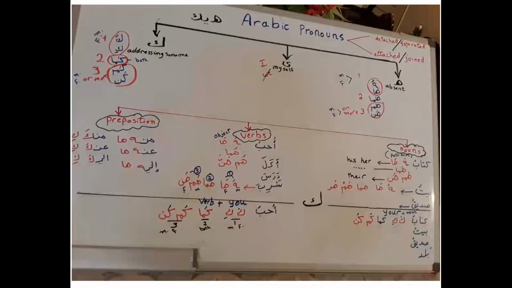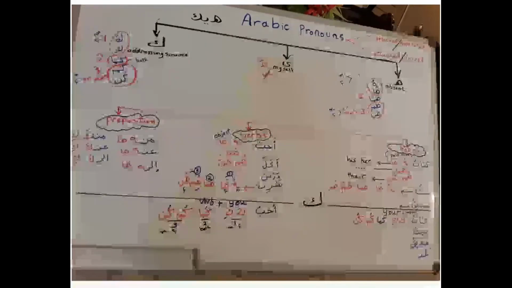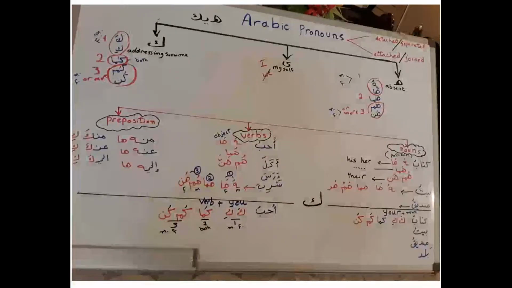Dear sisters, we are recording today the Arabic pronouns for everybody who is with us and would like to know about the Arabic pronouns. Arabic pronouns, you can divide into two main sections: separated or detached, and attached or joined. We are not talking about separated pronouns today. We will talk about attached or joined Arabic pronouns.